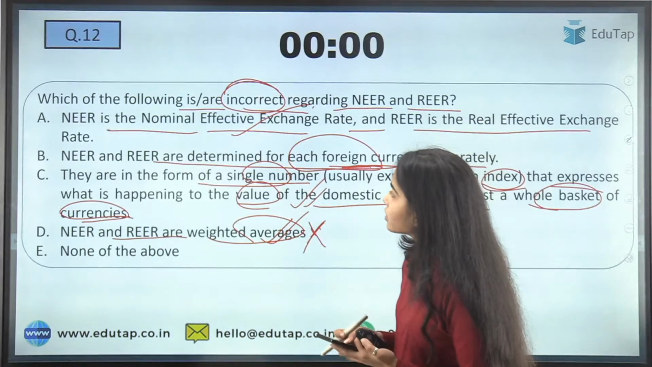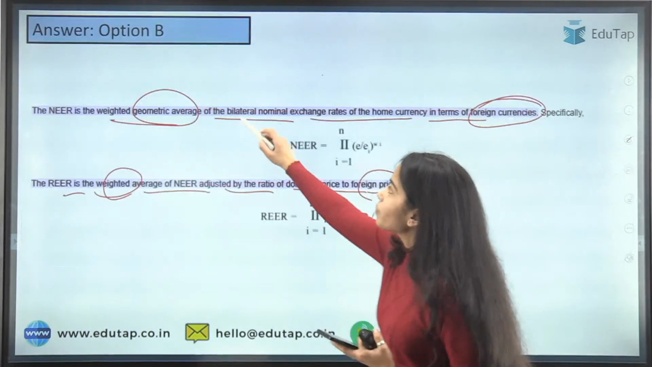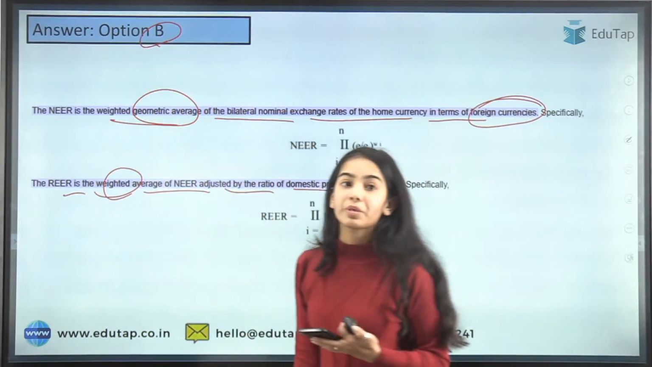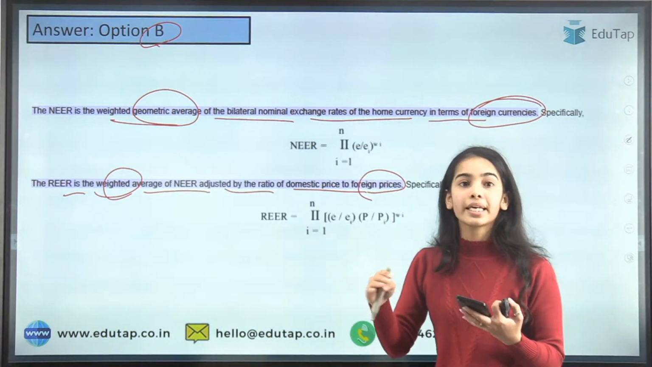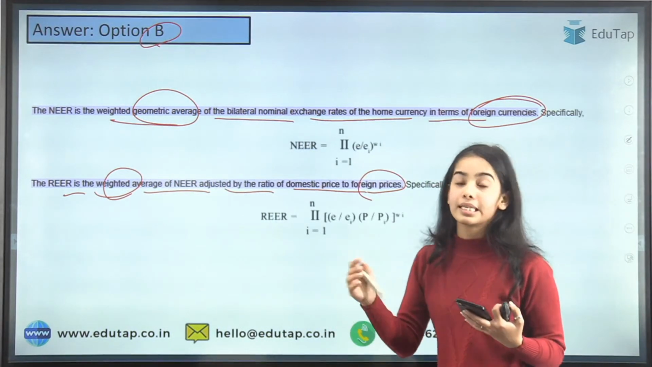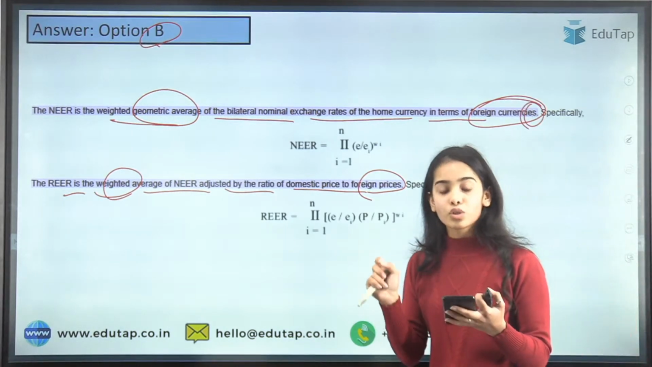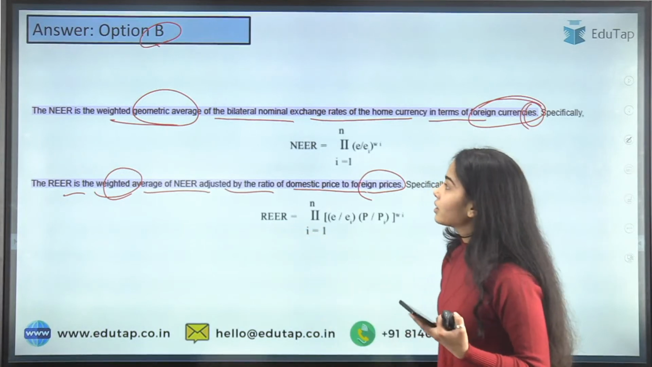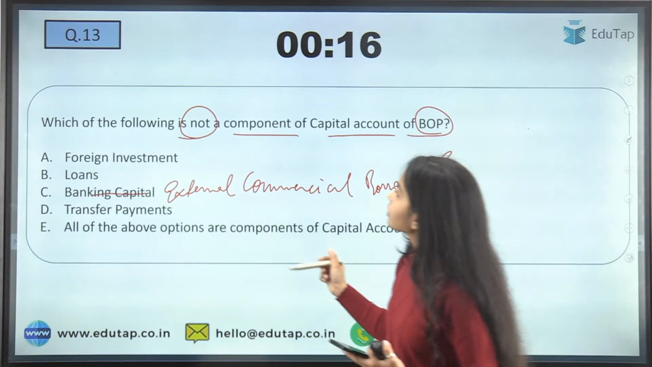So in the 12th, the B is the incorrect one. We are asking the incorrect one now. So B is the incorrect option, because B is saying that for each single currency. That doesn't happen. It is a basket. NEER and REER are the basket of currency against the foreign currencies, not a single currency. Okay, so B was the right answer for that one. Somebody has asked.